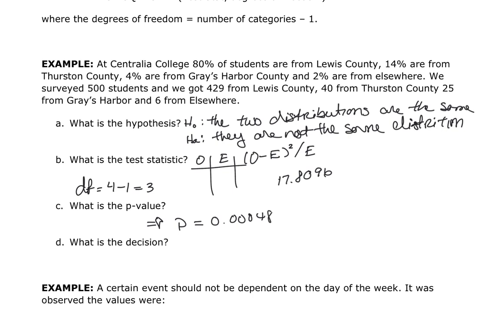So what is the decision? At a 5% level of significance, from the sample data, there is not sufficient evidence to conclude that our student breakdown actually matches the given student breakdown. So we are going to reject the Ho. We're going to say that there is not evidence to support the claim. There is sufficient evidence to conclude that the breakdowns are different.